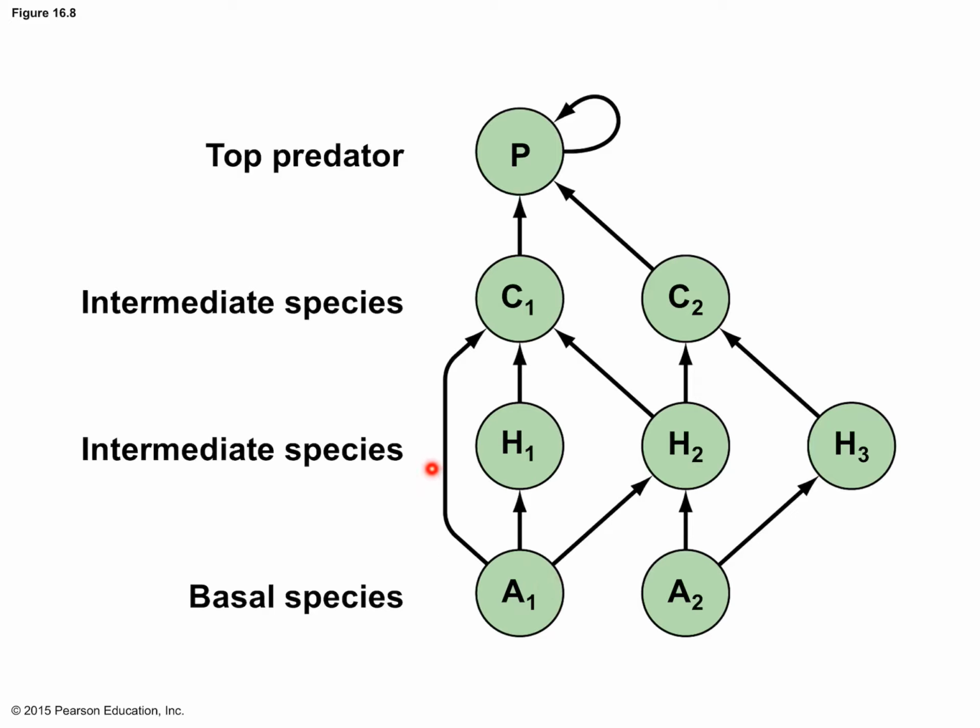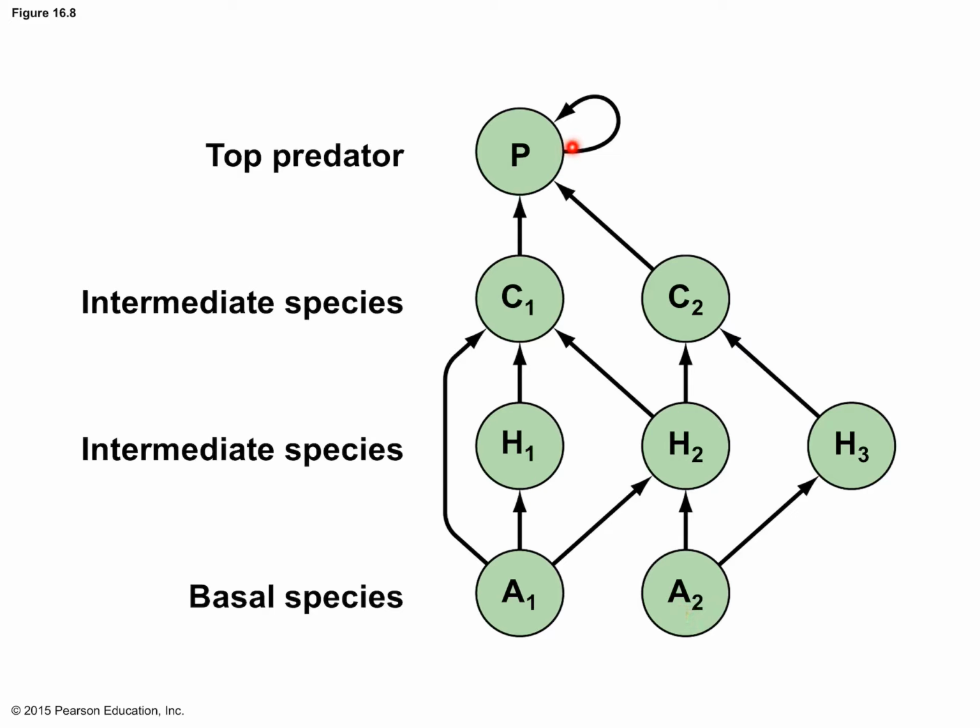Then here we have our intermediate species. We have both herbivores, that's what the H signifies, and there are some carnivores that are considered to be intermediate species. For example, this carnivore here, while it feeds on this particular herbivore, might also feed on autotrophs. So that's an example of an intermediate species that might be an omnivore, feeding on both plant and animal tissue. Here we have more of a strict carnivore just feeding on the herbivores. No direct link between it and the plants at the basal level.